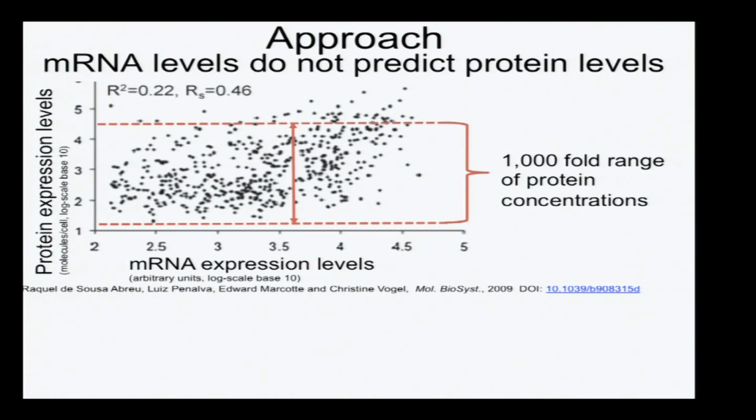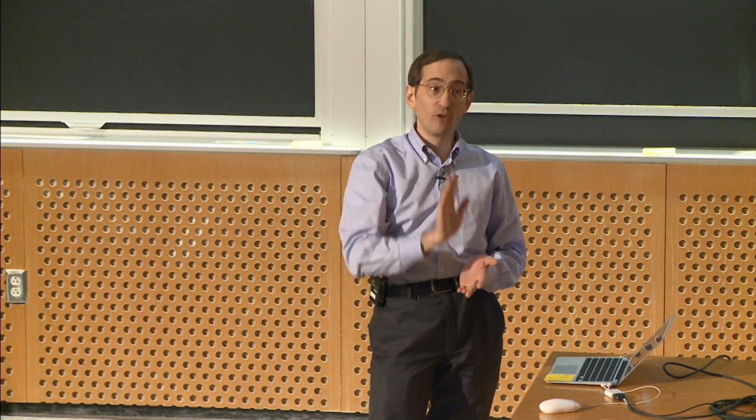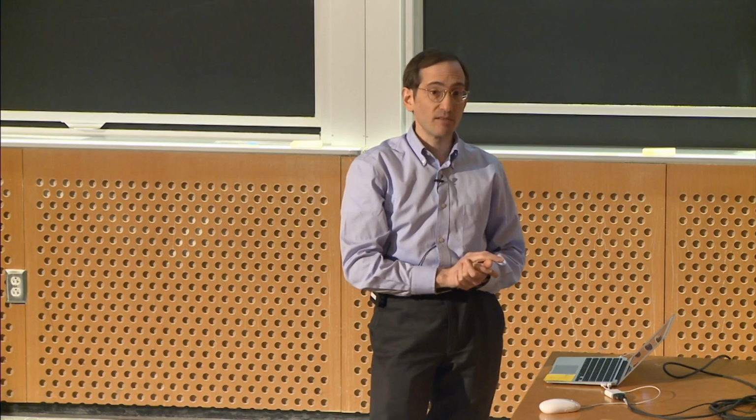One of the earlier studies was this one, 2009, where they used microarray data and looked at mRNA expression levels versus protein levels. And what do you see in this? You see that there is a trend, right? The R squared is around 0.2, but there's a huge spread, so that for any position on the x-axis, a particular level of mRNA, you can have a 1,000-fold variation in the protein levels.